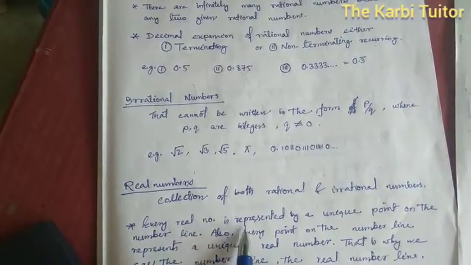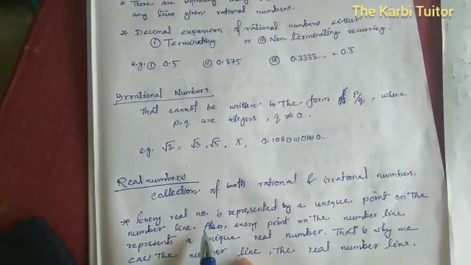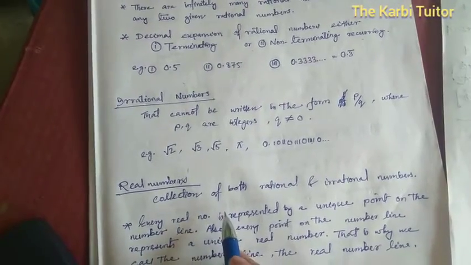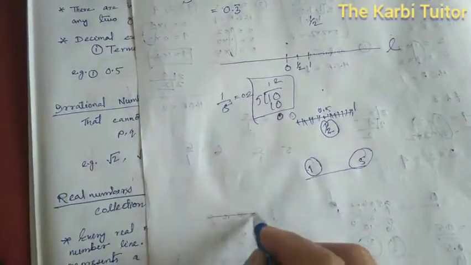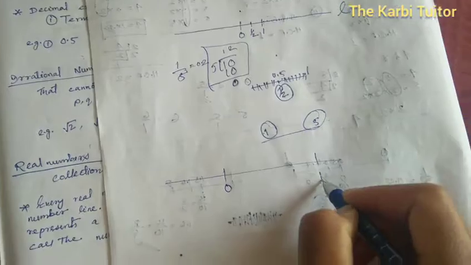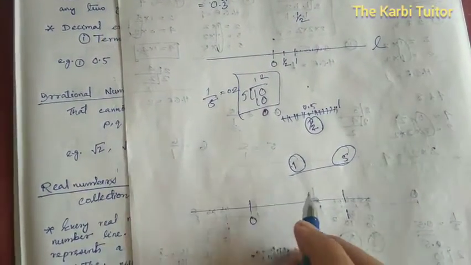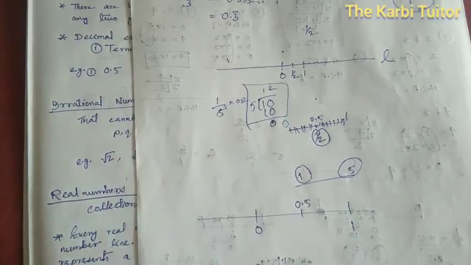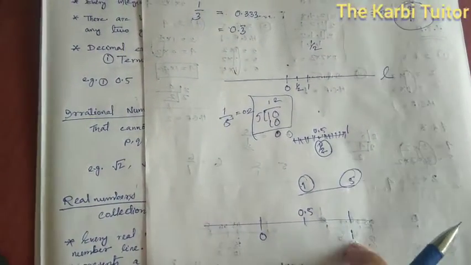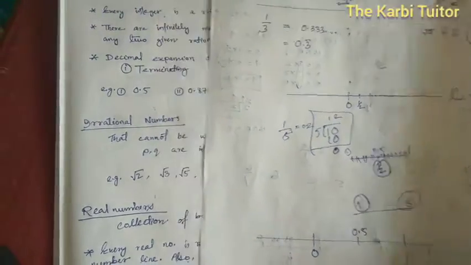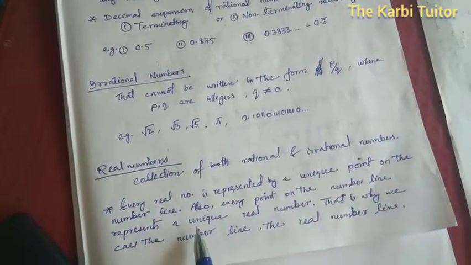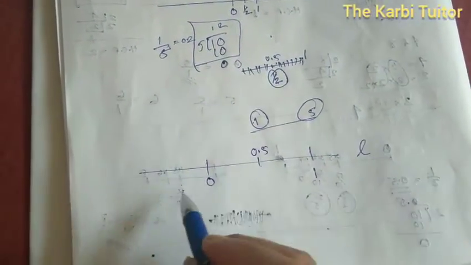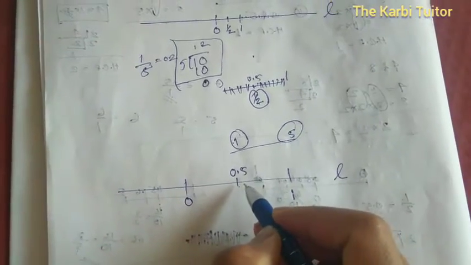Every real number is represented by a unique point on the number line. That means if we consider any real number, we can represent it on the number line. Suppose we take 0, 1, or a real number like 0.5, we can represent each of them on the number line.